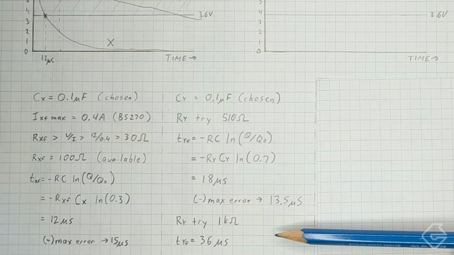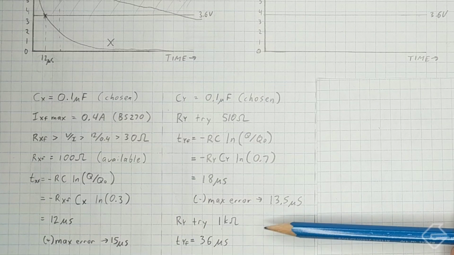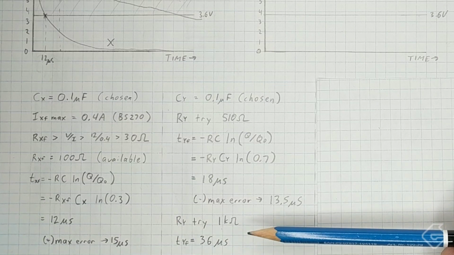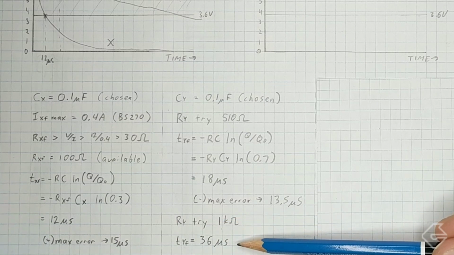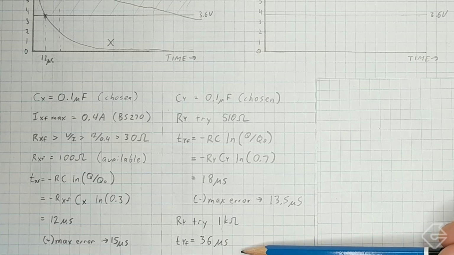So I went the next step up and I said, well, let's try 1 kilo ohm resistance. If I do a 1 kilo ohm resistor for RY, it turned out to be 36 microseconds. And with 36 microseconds, even with the error, we got down to 27 microseconds, which is plenty above 15 microseconds. So I was very happy with that. So far, so good. We're getting close.